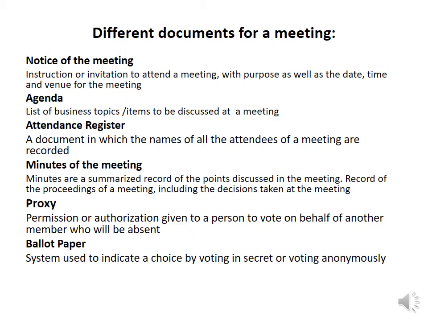Ballot paper is a system used to indicate a choice by voting in secret or voting anonymously. We know about the proxy and the ballot paper. An example of a ballot paper is the one that we use when we are voting for our SRC members.